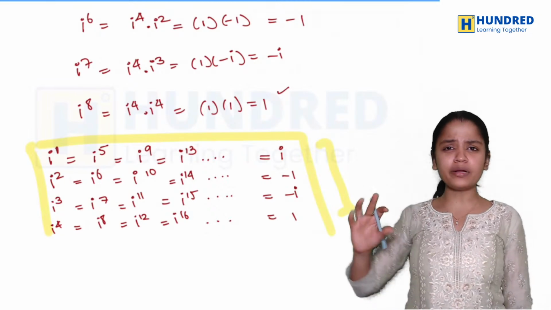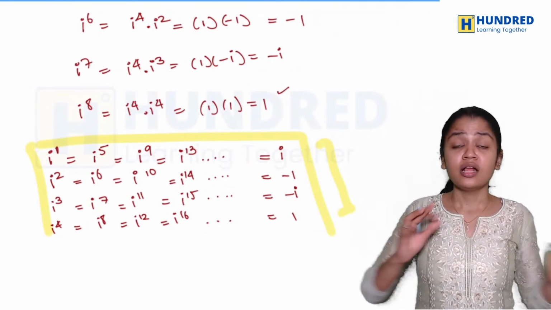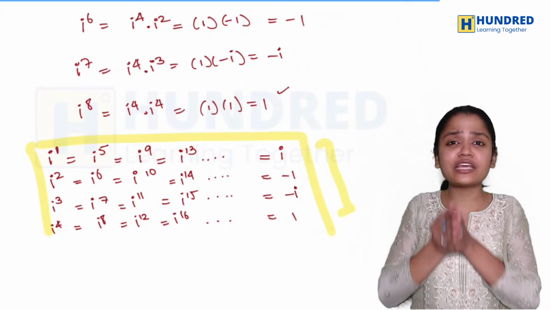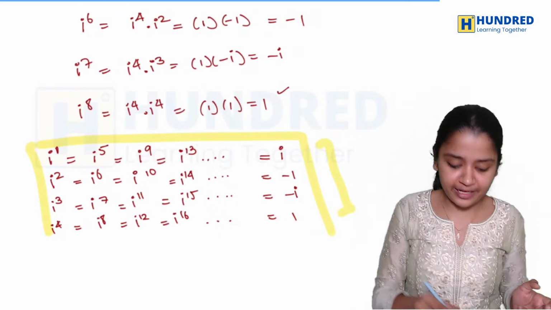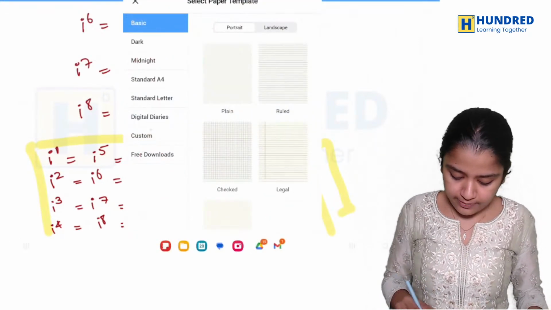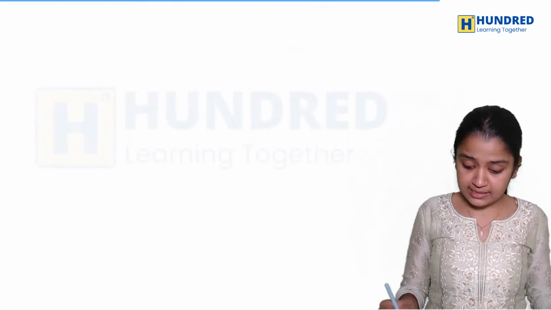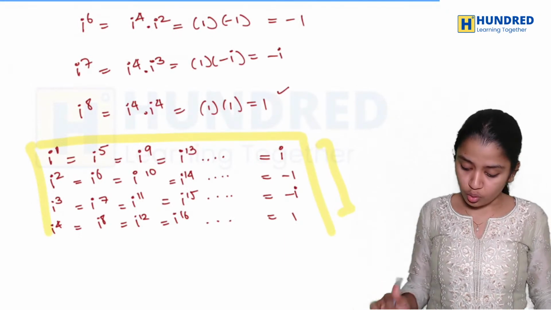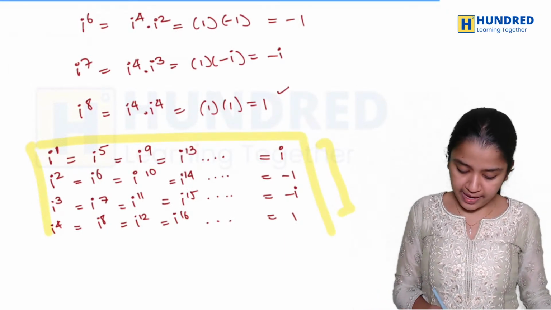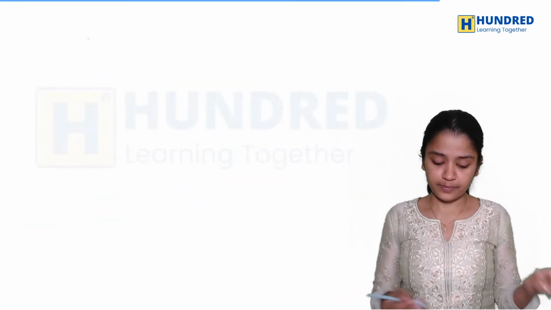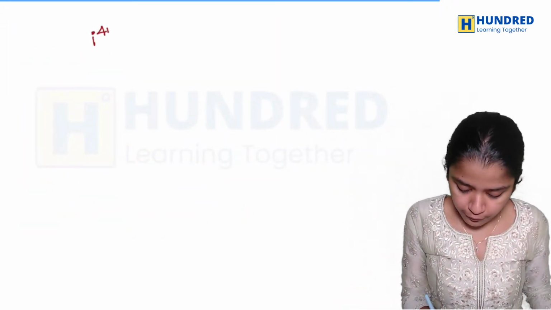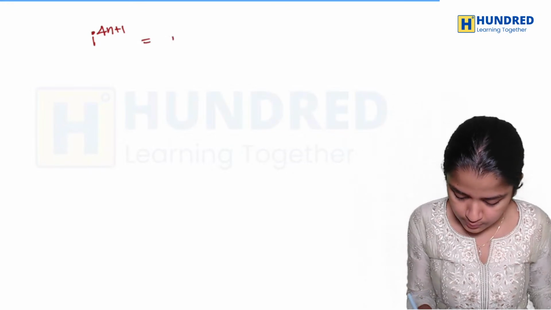Can I form it into a general conclusion? Can I generalize it and give it to you so that it will be very easy? When I generalize it, what is my answer? When I see i, it is basically 4k plus 1. Basically, your exponent will be 4n plus 1, and that will be equal to i.